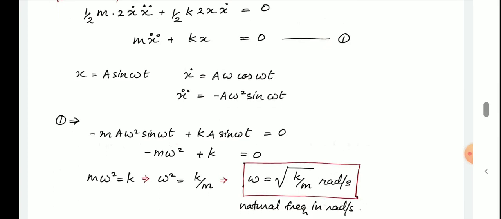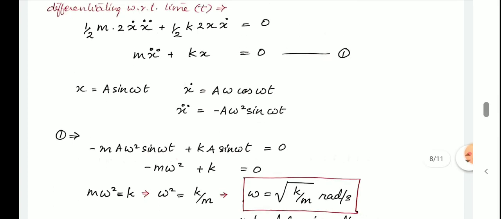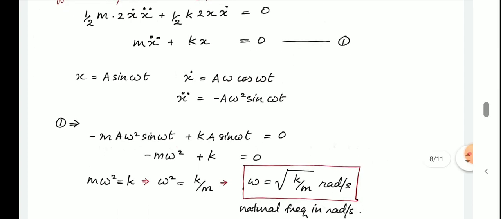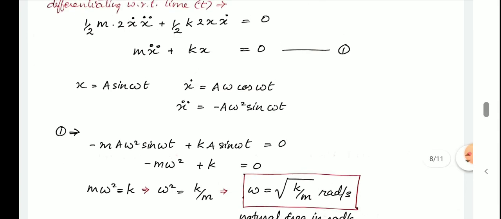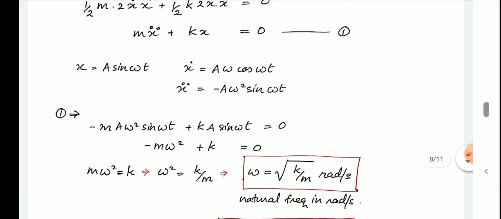Now x dot, the first derivative, gives you the velocity, which is A omega cos omega t, differentiating the equation x equal to A sin omega t. X double dot gives you the second differential, which provides the acceleration value, equal to, again differentiating, minus A omega square sin omega t.